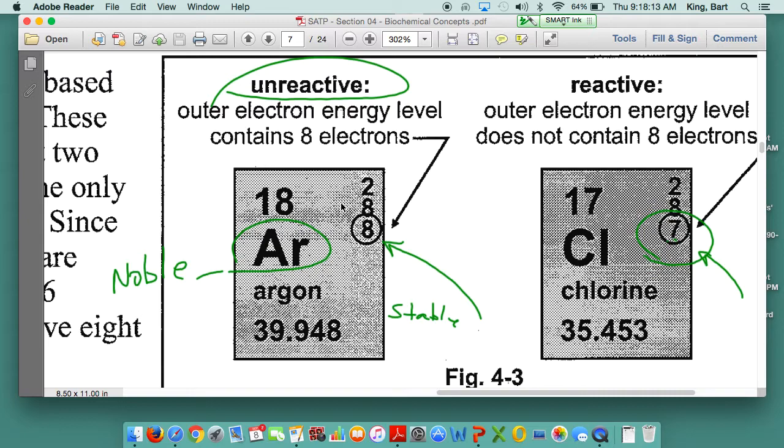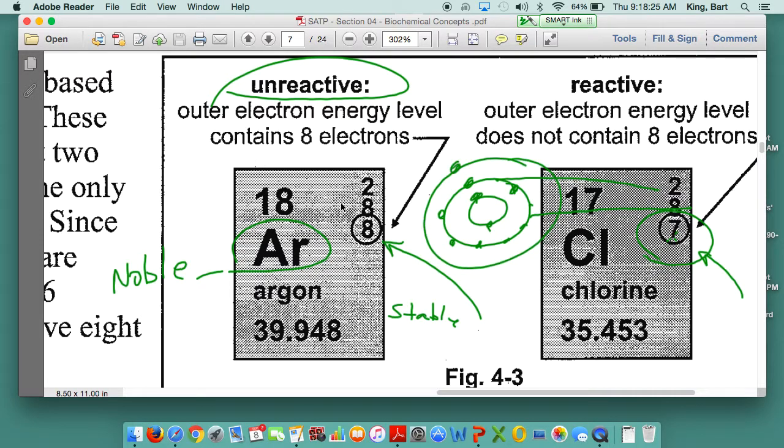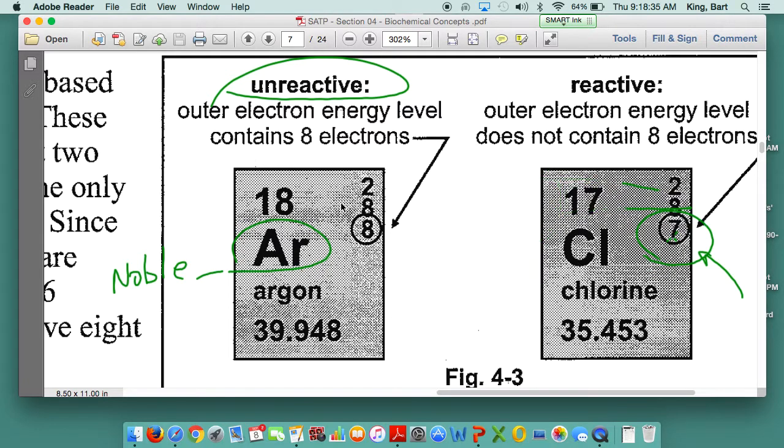Valence electrons. So chlorine has 2 on the first level. It has 8 on the second. That's what those numbers mean. And it has 7 on the outside. That's a Bohr diagram. The easiest way to do this when we're talking about bonding is just to draw dot diagrams. So if I were going to draw a dot diagram of chlorine, I would just draw 7 dots. And that tells me that chlorine has 7 valence electrons.